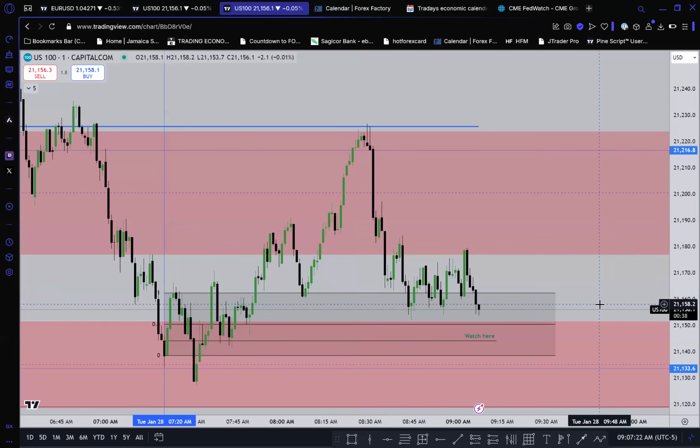Equities open is so close. I'd hate if this just drags its feet until equities open. But if that's all we get, then that's all we get.